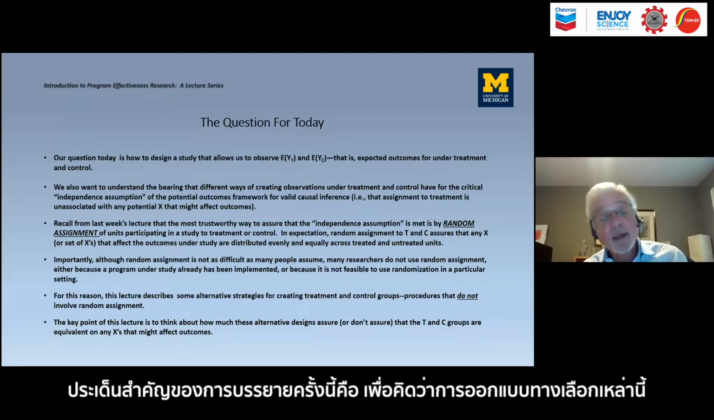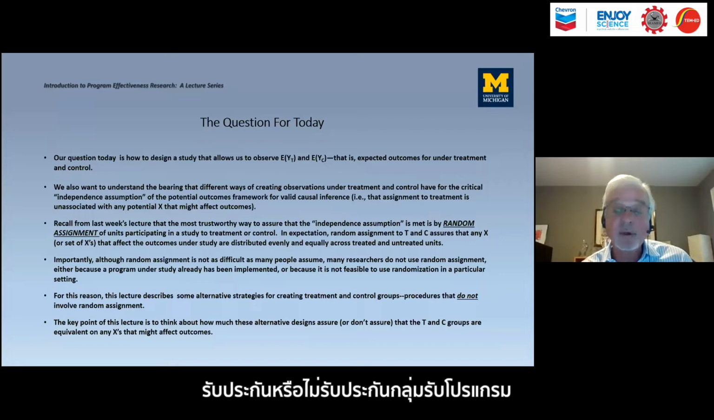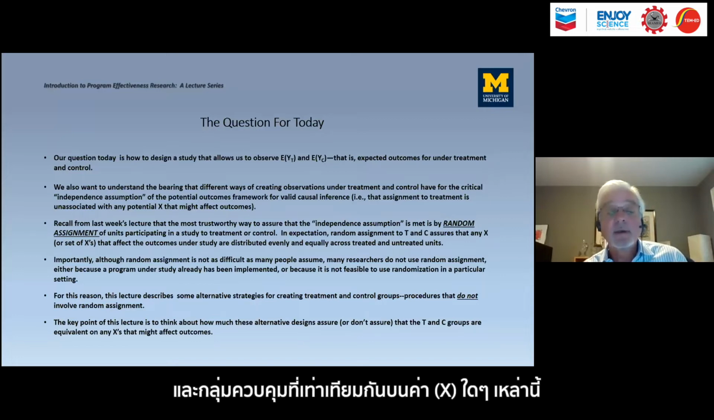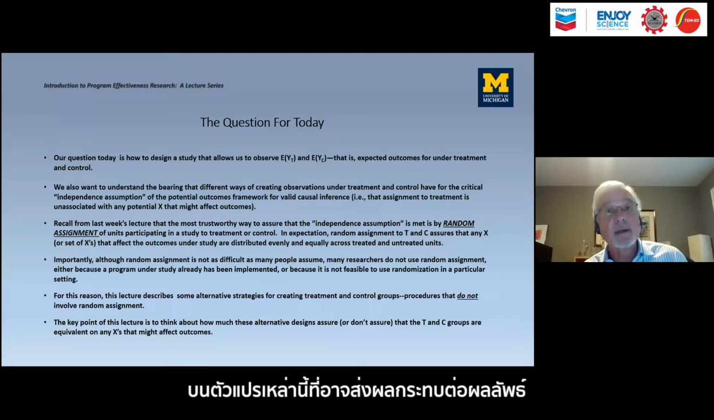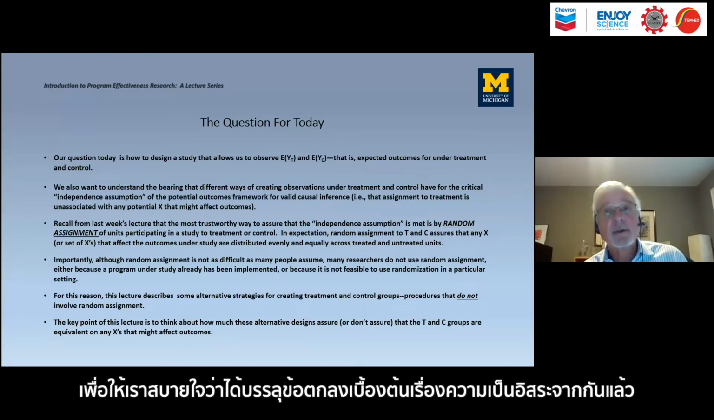The key point of this lecture is to think about how these alternative designs assure or don't assure that treatment and control groups are equivalent on any of these X's, these variables that might affect outcomes, so that we feel comfortable that the independence assumption has been met.